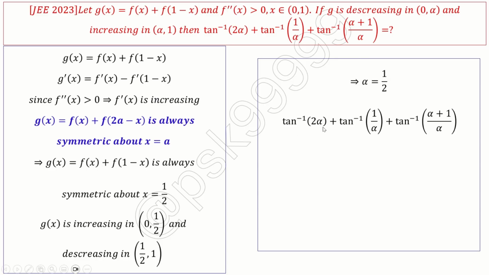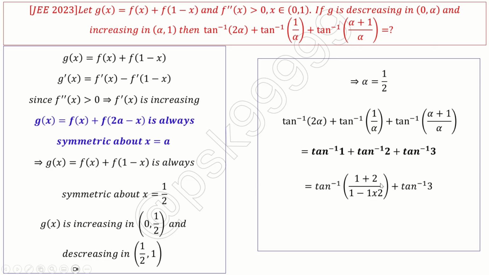If my alpha is half, tan inverse of 2 alpha plus tan inverse of 1 by alpha plus tan inverse of alpha plus 1 by alpha is nothing but tan inverse of 1 plus tan inverse of 2 plus tan inverse of 3. Now you can easily sum up these two. These two are nothing but tan inverse of (1 plus 2) by (1 minus 1 into 2) plus tan inverse of 3. If you remember this formula, you can do it. That is also one way. Otherwise, you try it this way. This is nothing but tan inverse of minus 3, correct? Tan inverse of minus 3 is nothing but pi minus tan inverse of 3, correct? So pi minus tan inverse of 3 plus tan inverse of 3, which means it is pi. This is the answer.